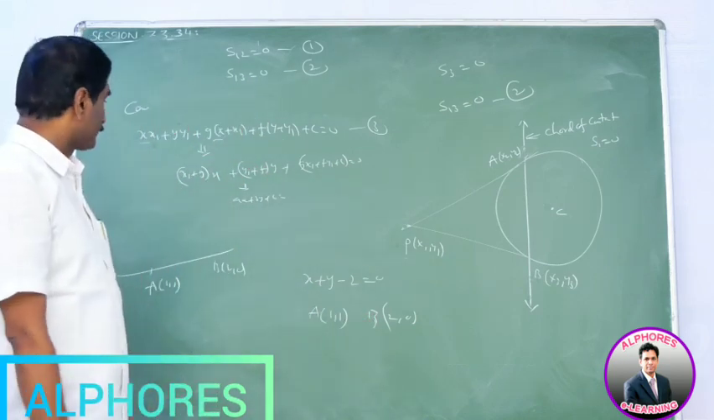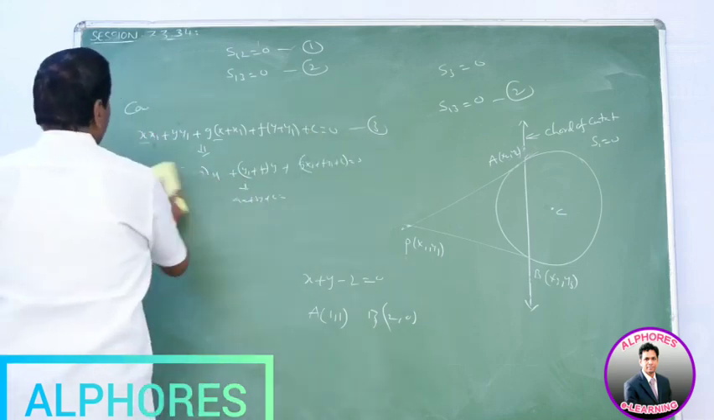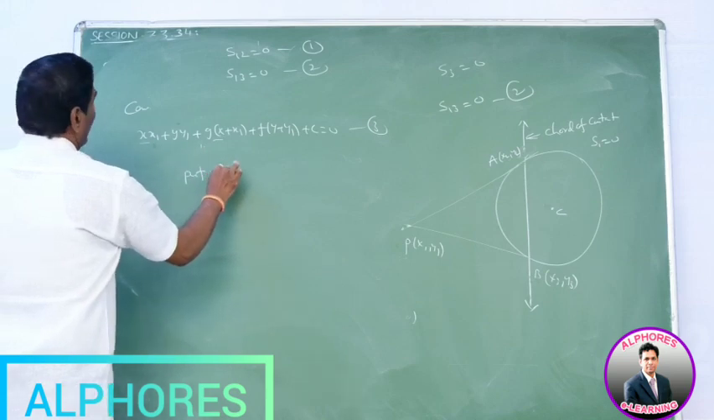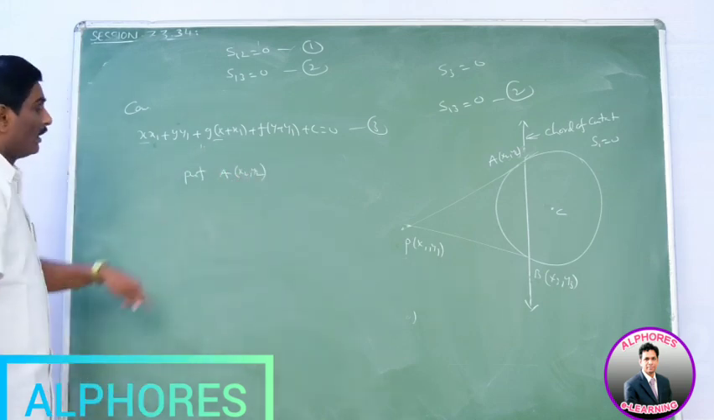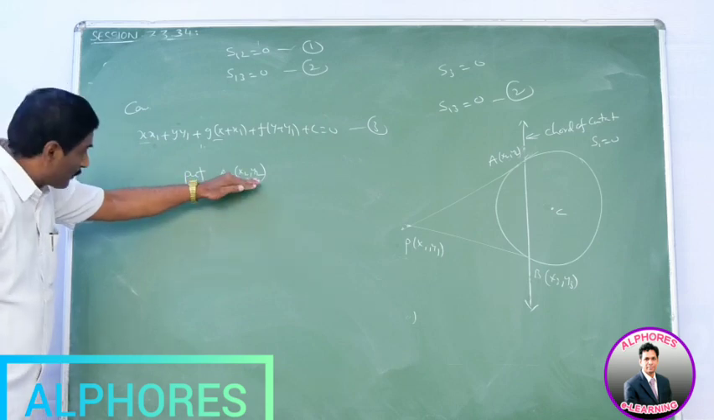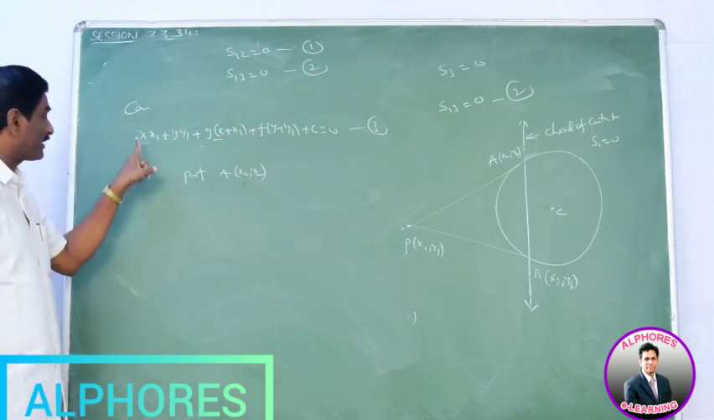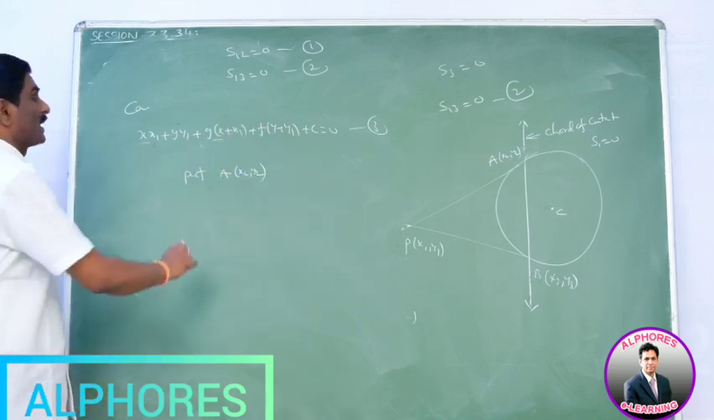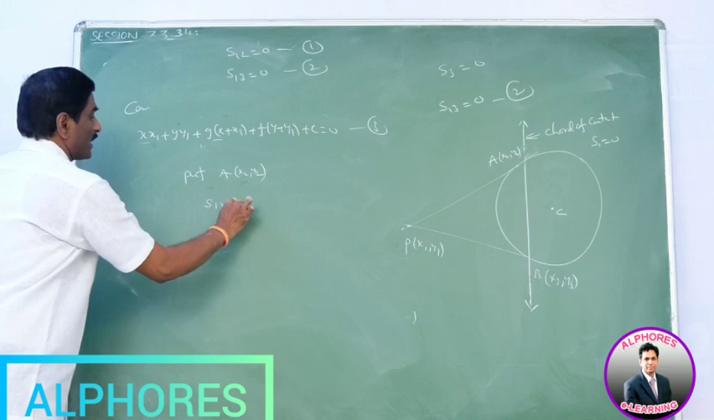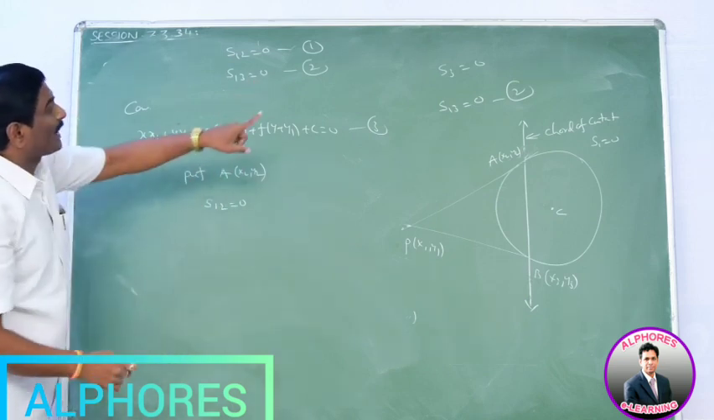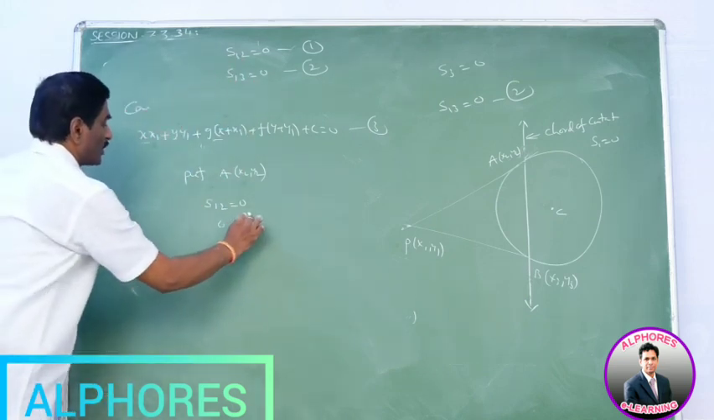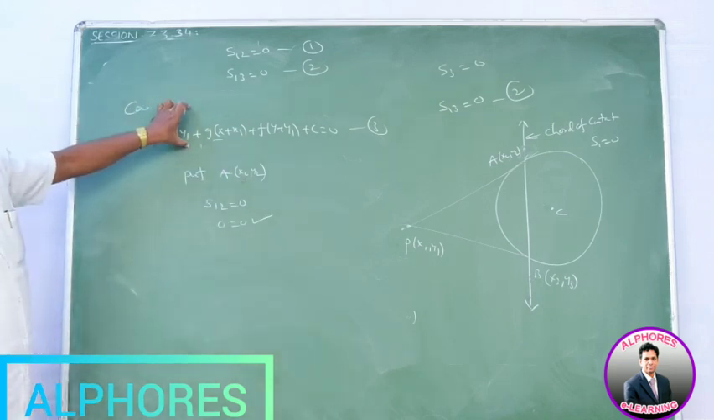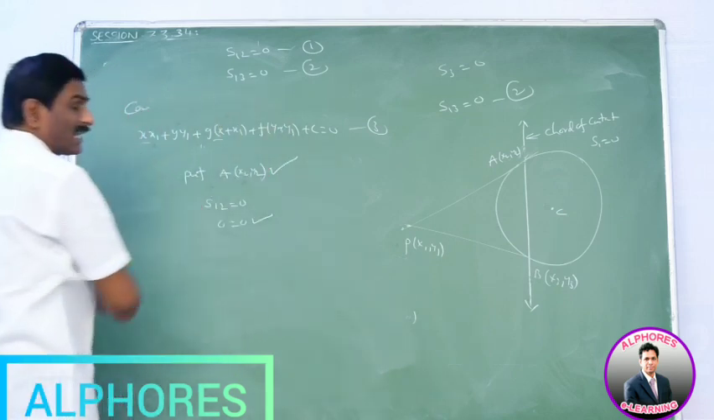In the same way, equation number 3 represents a line. Substitute the point A (x2, y2) in this equation. We get x1 x2 plus y1 y2 plus g(x1 plus x2) plus f(y1 plus y2) plus c is equal to 0. That means S12 is equal to 0. From the given, what is the value of S12? It is 0. That means 0 is equal to 0. So A (x2, y2) must lie on the line, equation 3.